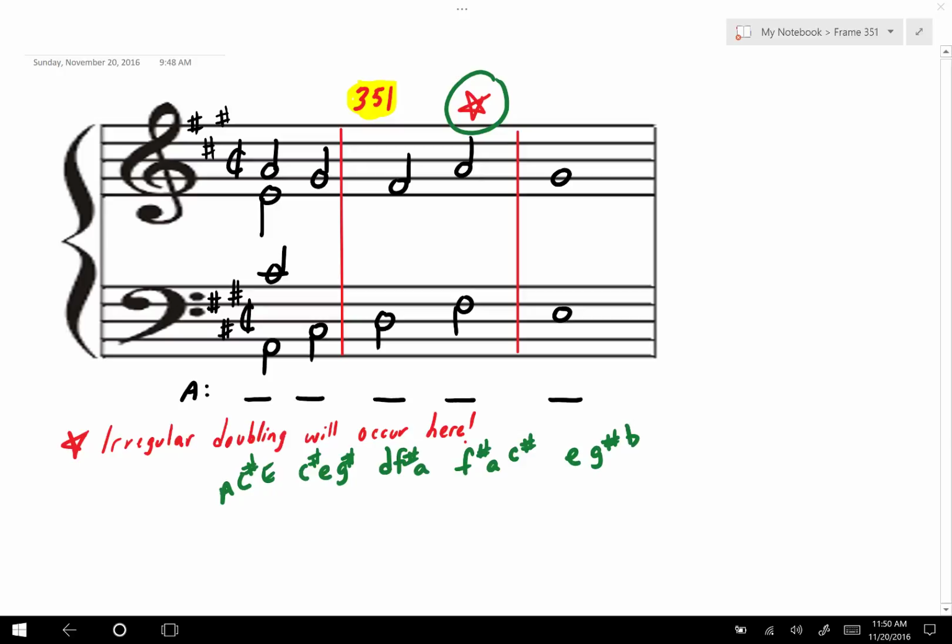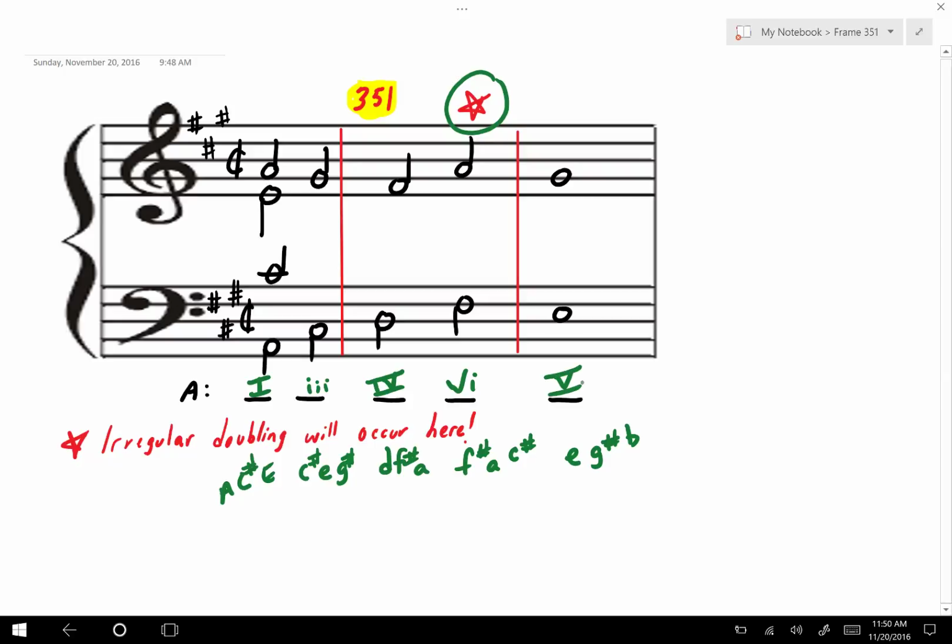A, C sharp, E, in the key of A is your major 1. C sharp, E, G sharp is minor 3 in the key of A. D, F sharp, A is your major 4 in the key of A. F sharp, A, C sharp is your minor 6th in the key of A. E, G sharp, B is your major 5 in the key of A.